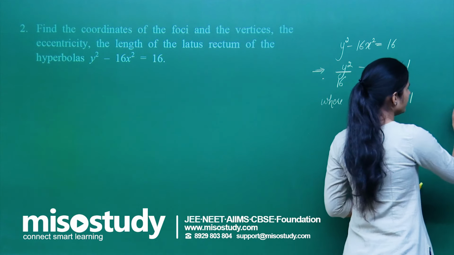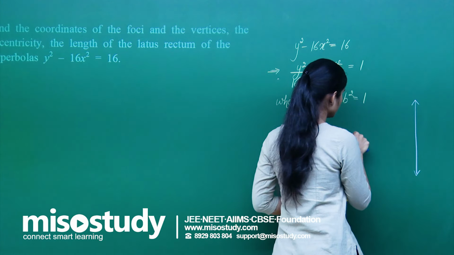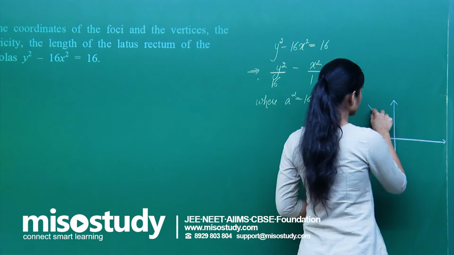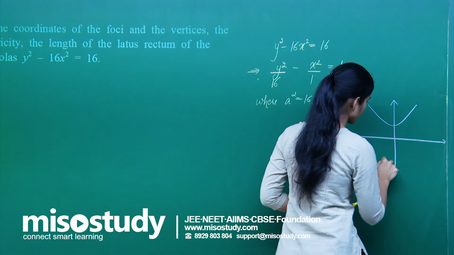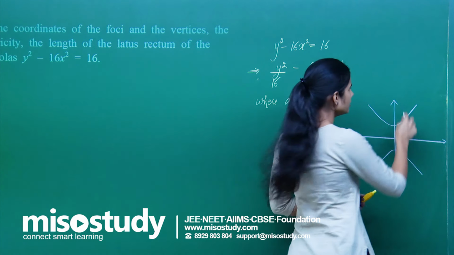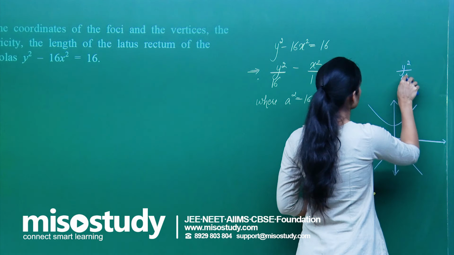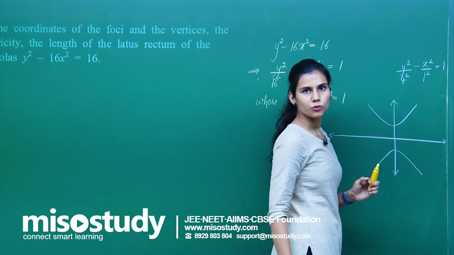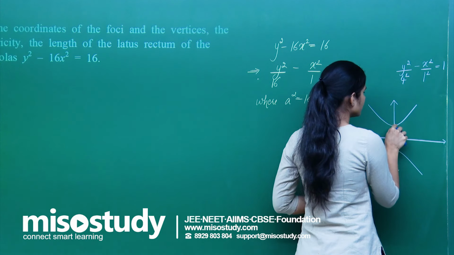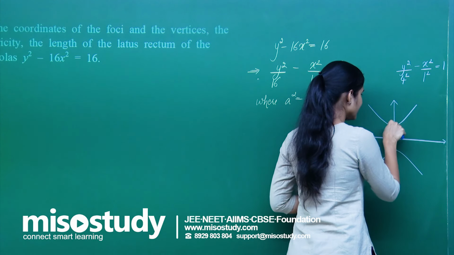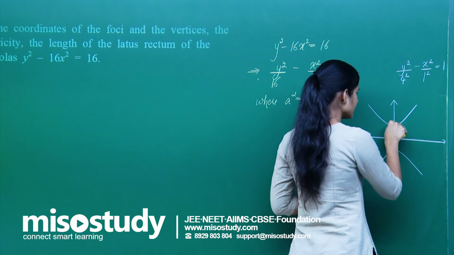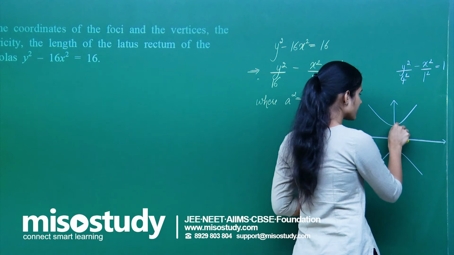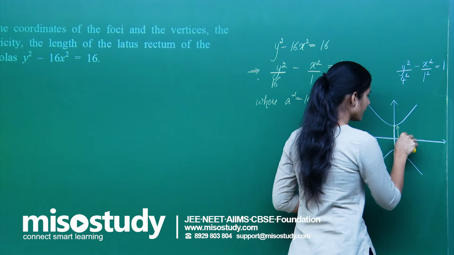Fine. So here we are talking about the hyperbola with foci on the y-axis. So it's something like this. So this is y²/4² because it is 16, minus x²/1² = 1. You know that from here to here, this is my transverse axis. The endpoints of the transverse axis are my vertices. The length of the transverse axis is actually 2a.